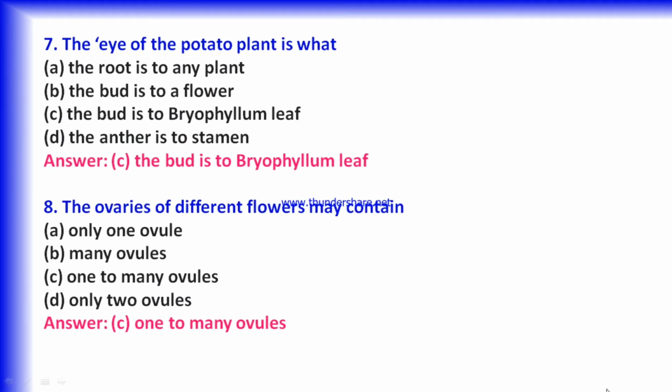Next question: the eye of a potato plant is what? The root is to any plant, the bud is to a flower, the bud is to a bryophyllum leaf, or the anther is to a stamen? And the answer is the bud is to a bryophyllum leaf. Next question: the ovaries of different flowers may contain only one ovule, many ovules, one to many ovules, or only 2 ovules? The ovaries of different flowers contain one or many ovules, one ovule or more than one ovule. So 1 to many ovules they contain.